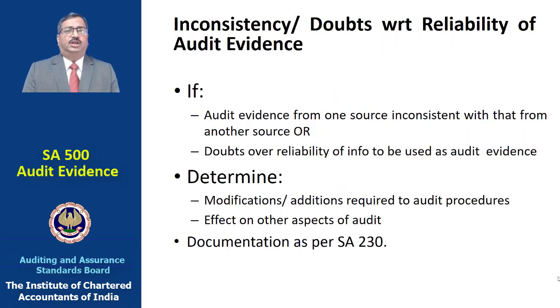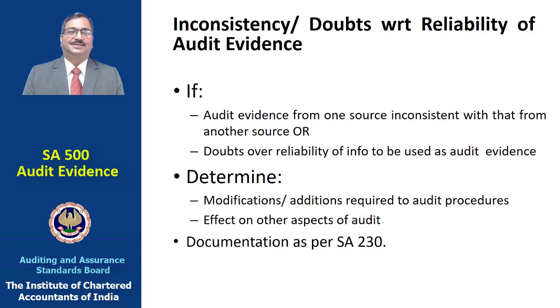Having seen the audit evidence, the auditor has to see whether there is any inconsistency of audit evidence collected from one source with that collected from another source, or whether there is any doubt about the reliability of information used as audit evidence, and then determine whether he has to modify the audit procedure or carry out some audit procedure additionally. After this, the auditor will conclude and try to see whether his opinion needs to be unmodified or modified, and the documentation as per SA 230 has to be made.